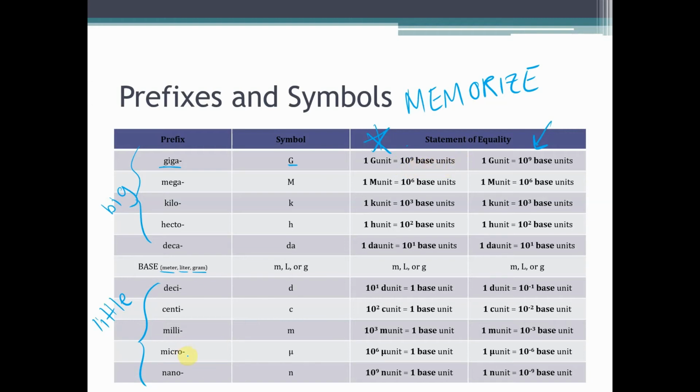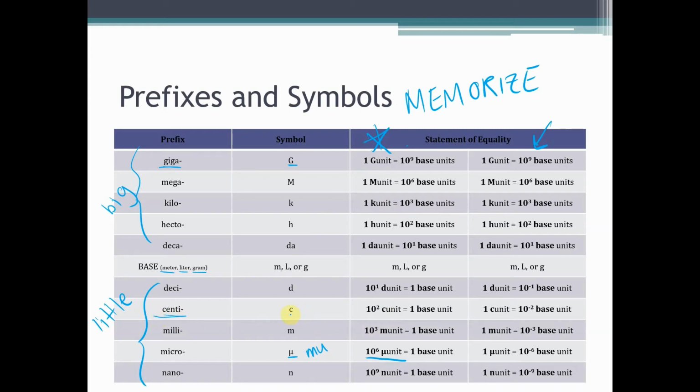You need to know that micro units, this little symbol that kind of looks like a weird U, is actually the Greek letter mu for micro. You need to know that 10 to the 6th micro units are in 1 base unit. Those extremes are a little harder to think about, but let's look at centi, right? Centi we're pretty familiar with.